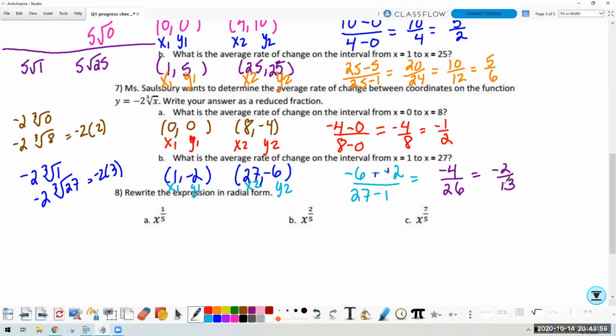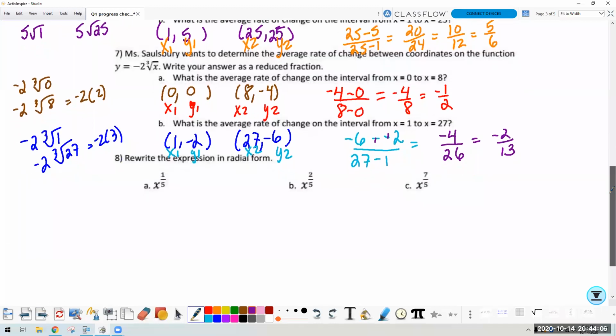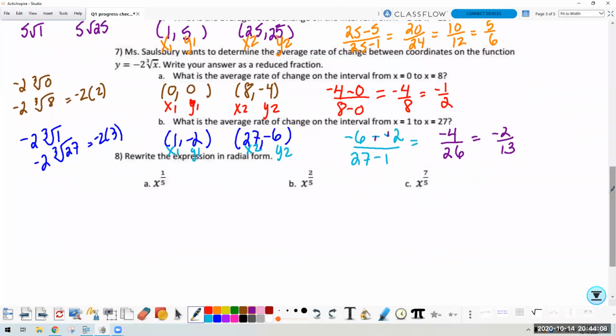Reduce. We have -2 over 13. Okay, rewrite the expression in radical form. So when I have these rational exponents, I know that this denominator is the index on my radical. So when I have 2/5, I'm still going to have the 5th root. So it's either the 5th root of x all squared, or you could have it as the 5th root of x squared.